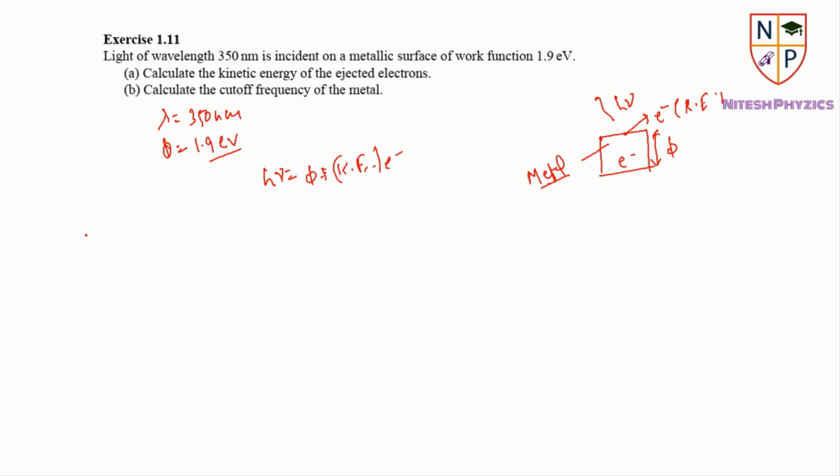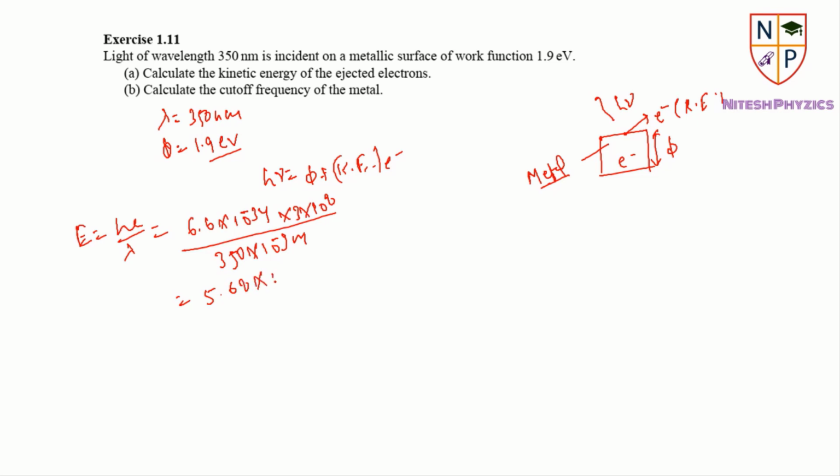Now calculate the energy. Then E is equal to hc by lambda. We know h is the Planck constant, c is the velocity of light, and lambda is the wavelength. Now put the values of h, c and lambda: 6.6 into 10 to the minus 34 joule second into 3 into 10 power 8 meter per second, and the value of lambda is 350 nanometer, that means 350 into 10 power minus 9 meter. Now after solving we can get 5.68 into 10 power minus 19 joule energy.